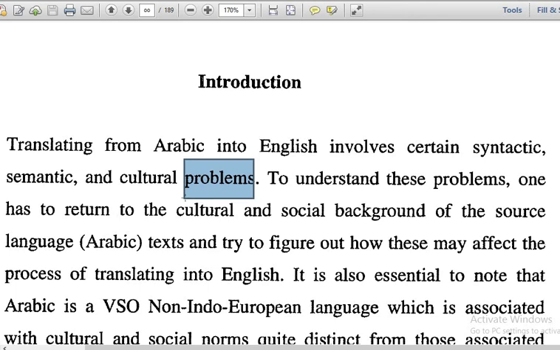So please don't forget to support your answer with the proper examples, and these examples translated. See you next time, inshallah. Good luck.